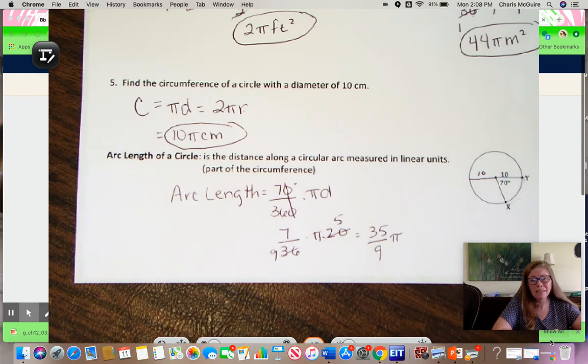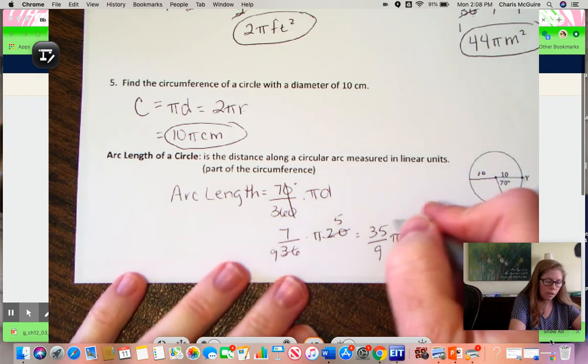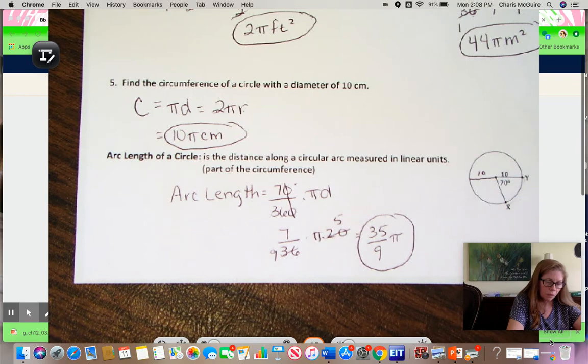And I really love for you to leave your answers as simplified fractions because the further along you go in math, the better that's going to be for you working with values. So we're going to leave it like this. All right, and it didn't give us units on this one. Let's try another one together.